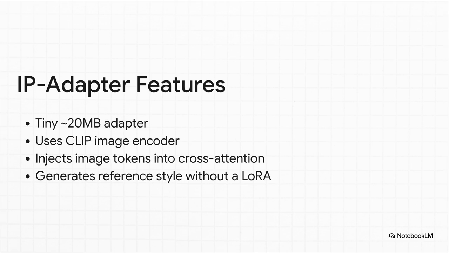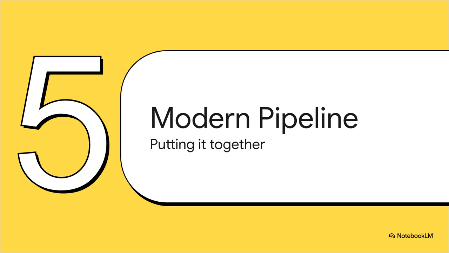Then it injects those tokens directly into the model's cross-attention layers right alongside your standard text tokens. It basically lets you say to the model, hey, generate an image exactly in the style of this specific reference image, all without ever needing to train a new LoRA. It's brilliant. So now we've got all the pieces on the table. Section 5, building the modern pipeline.